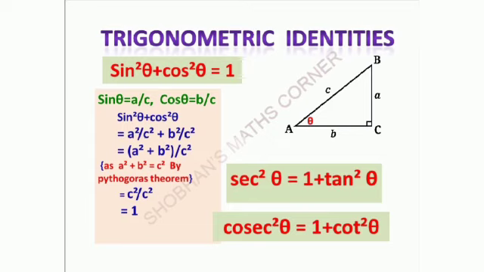So here I will explain how the first one, sin square theta plus cos square theta is equal to 1, can be proved. After that, similarly the other two can also be done. So let me explain the first one, that is sin square theta plus cos square theta is equal to 1.